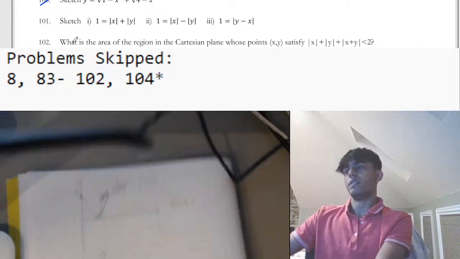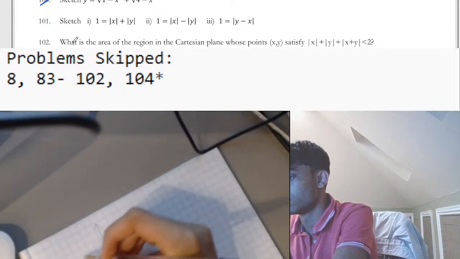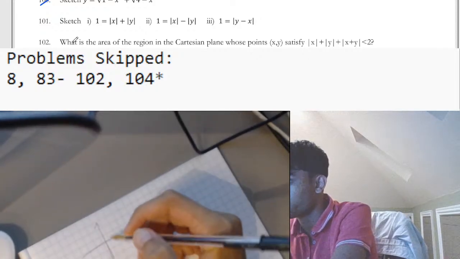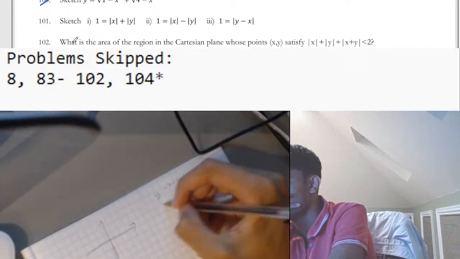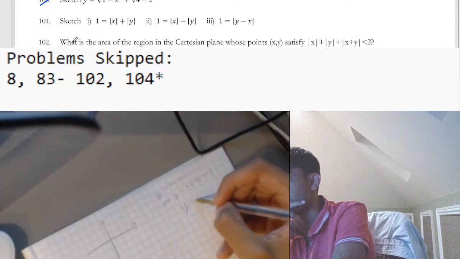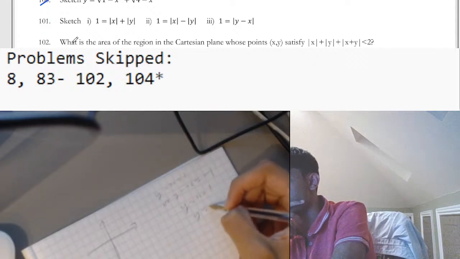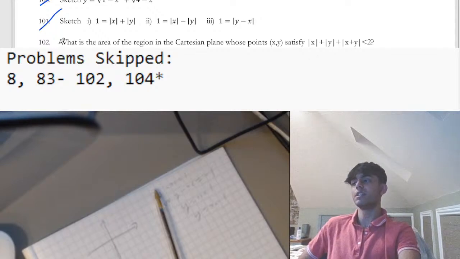Okay, and that's just a circle, no. It's like y minus x is 1, or y minus x is minus 1. So y is x plus 1, or y is x minus 1. And it's just those two lines. So we're done with this.